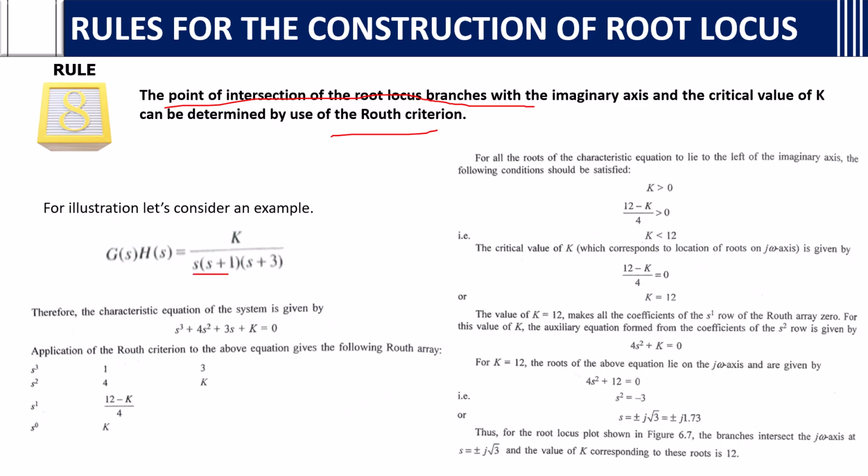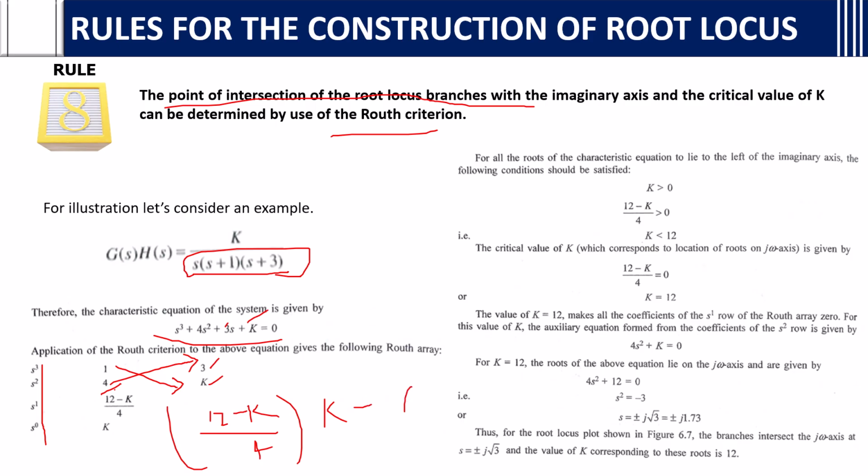See, s into (s plus 1) into (s plus 3). If you multiply this out, you will get it in this form. Then based on the root criterion, how will you write? First the highest power, s power 3, s power 2, s power 1, s power 0. Then you write 1, then 4, the coefficient 3, and k is the coefficient. After writing, what will you do? 4 into 3, 12 minus 1 into k, divided by this 4. So 12 minus k by 4, and next 12 minus k by 4 into k minus 0.